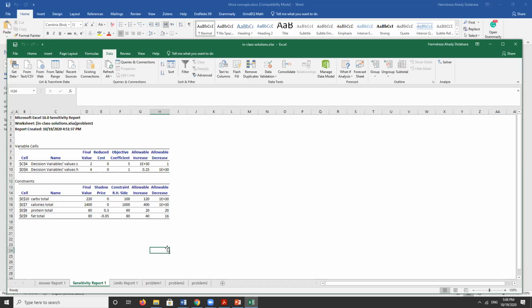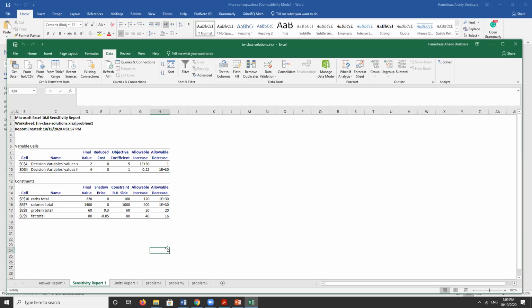When it's more than 2 dimensions, it's a little difficult, but as you see, for carbs and calories, you can decrease them to 0. The decrease is unlimited, but we have a binding, they're non-negative. You cannot make them negative actually. And you can increase 120 or 400. It doesn't change my optimal solution.